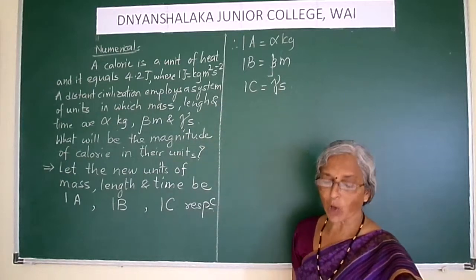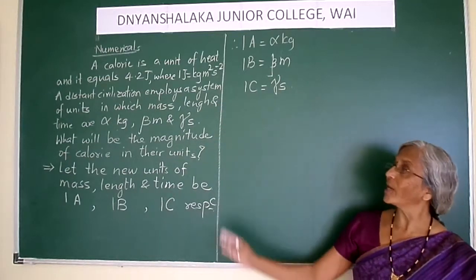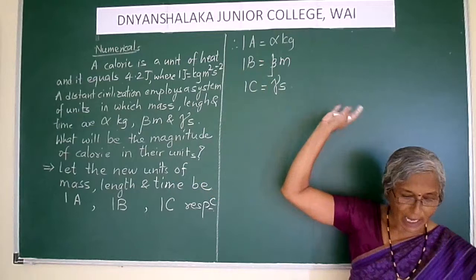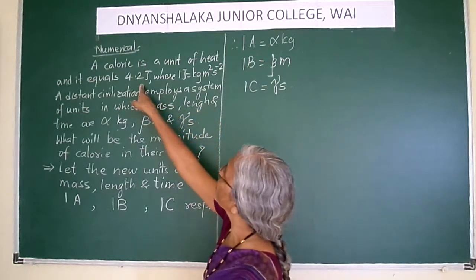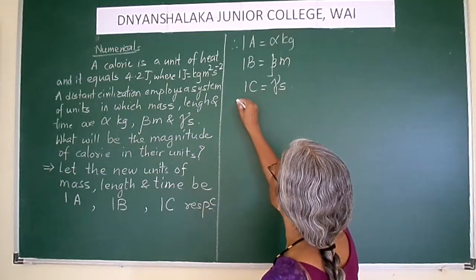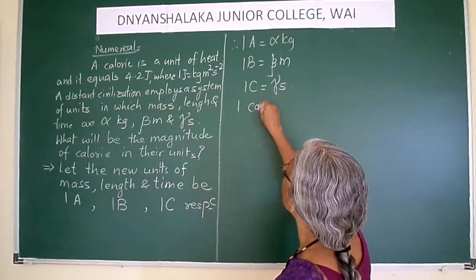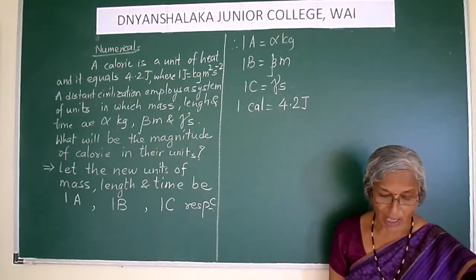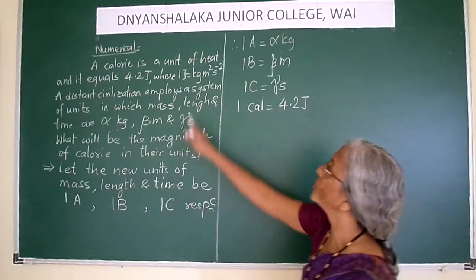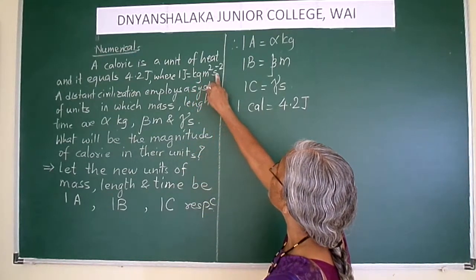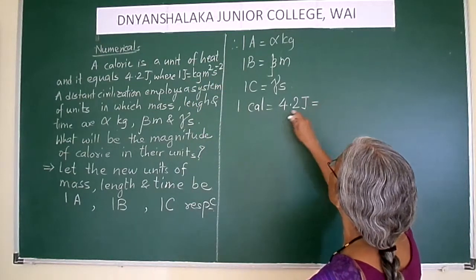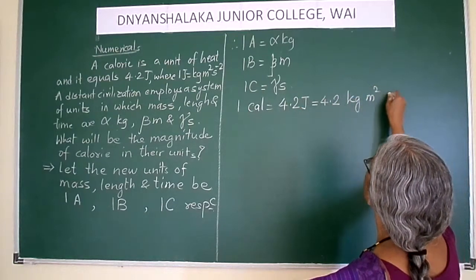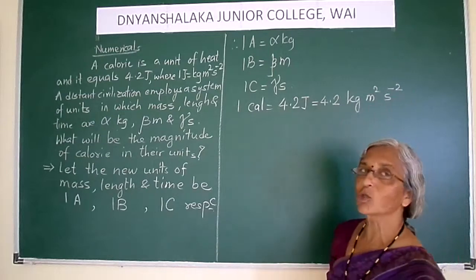Right, students? Now what we have to find is the magnitude of calorie in these units. What we know is the relation: a calorie equals 4.2 joules. So 1 calorie is equal to 4.2 joule, given to us. But what is 1 joule equal to? 1 joule is equal to kg into meter square into second raised to minus 2. So 4.2 joules will be equal to 4.2 kg into meter square into second raised to minus 2.